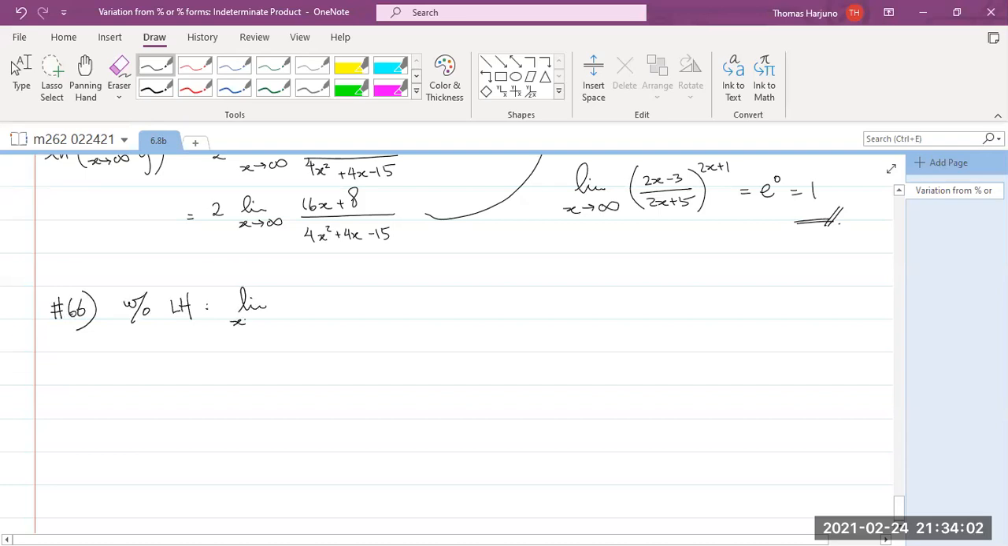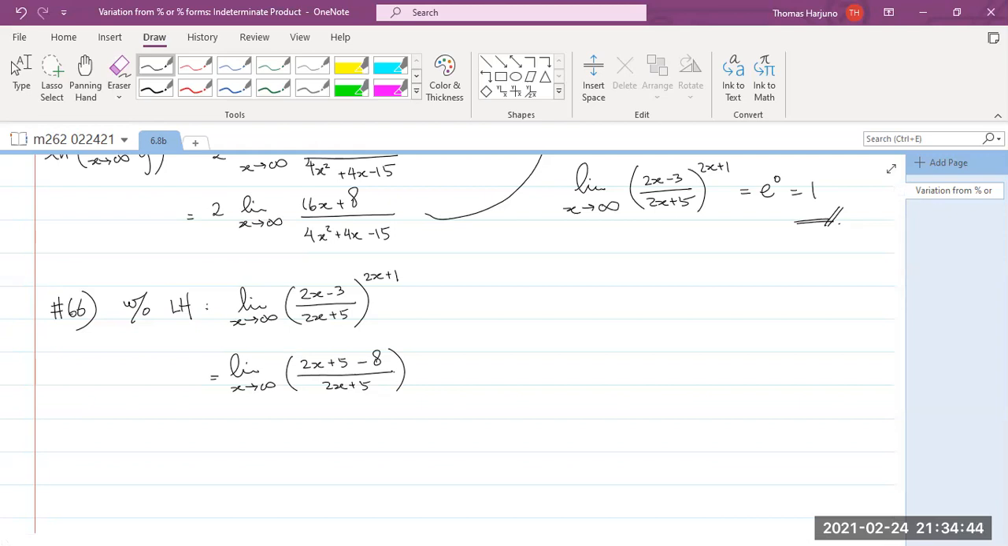So limit x goes to infinity of (2x minus 3 over 2x plus 5) to the power of 2x plus 1. This is what I will do. Notice that the denominator is 2x plus 5. So let me try to catch 2x plus 5 and then minus 8. Is it okay? And then the exponent here, I will do 2x plus 5 minus 4. What do you think?